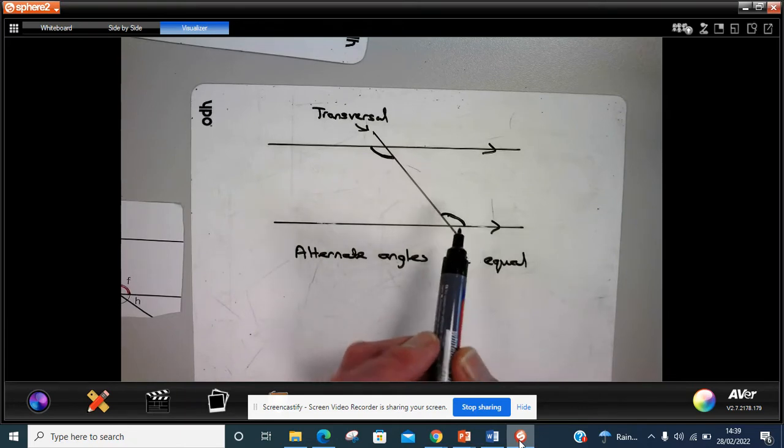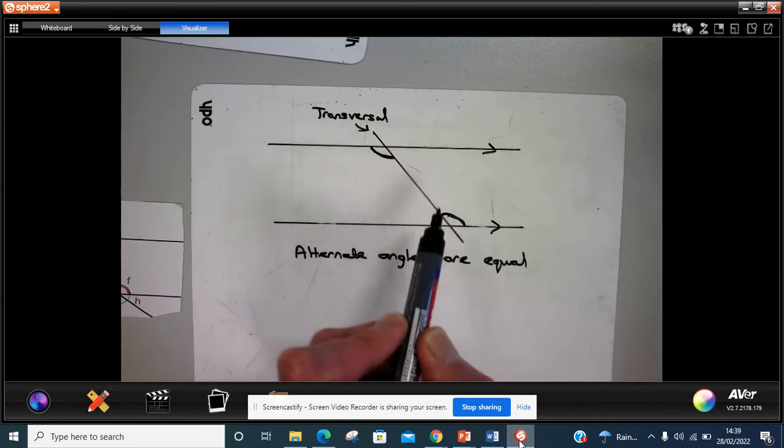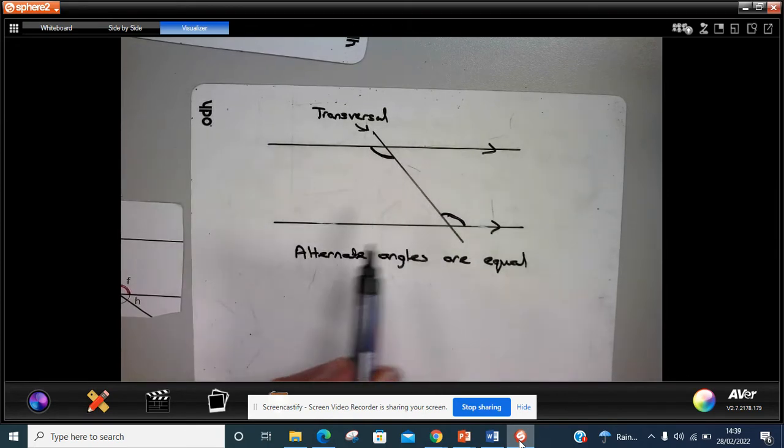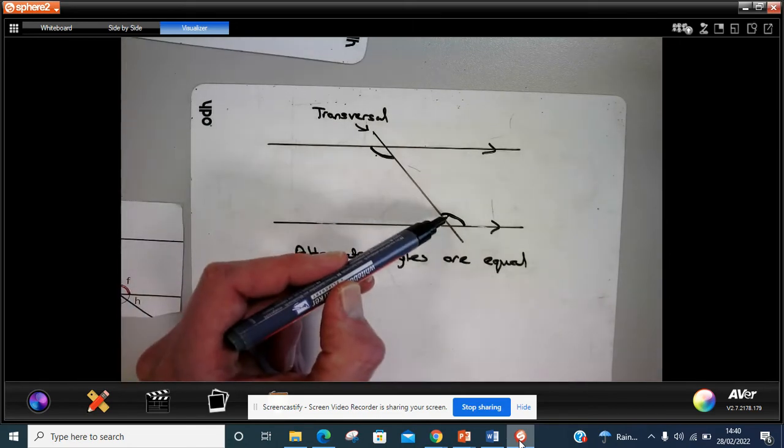And they're alternate angles because they're on alternate sides of the transversal. One's to the left and one's to the right. And they're on alternate sides of the parallel lines. One is below and one is above.